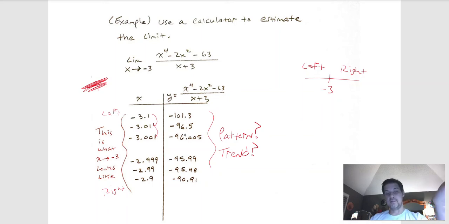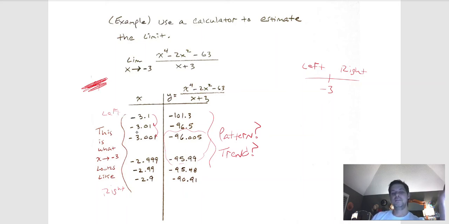Now let's see. I did my calculations, and I got these numbers over here. For example, when you plug in negative 3.001, you get out of that function negative 96.005, okay? But the overall pattern I see here is that the closer the x is to negative 3, the closer the y is to, it looks like, negative 96. Like here, we're running up against negative 96.005. That's really close to negative 96. And here we got negative 95.99. That is also really close to negative 96, okay?